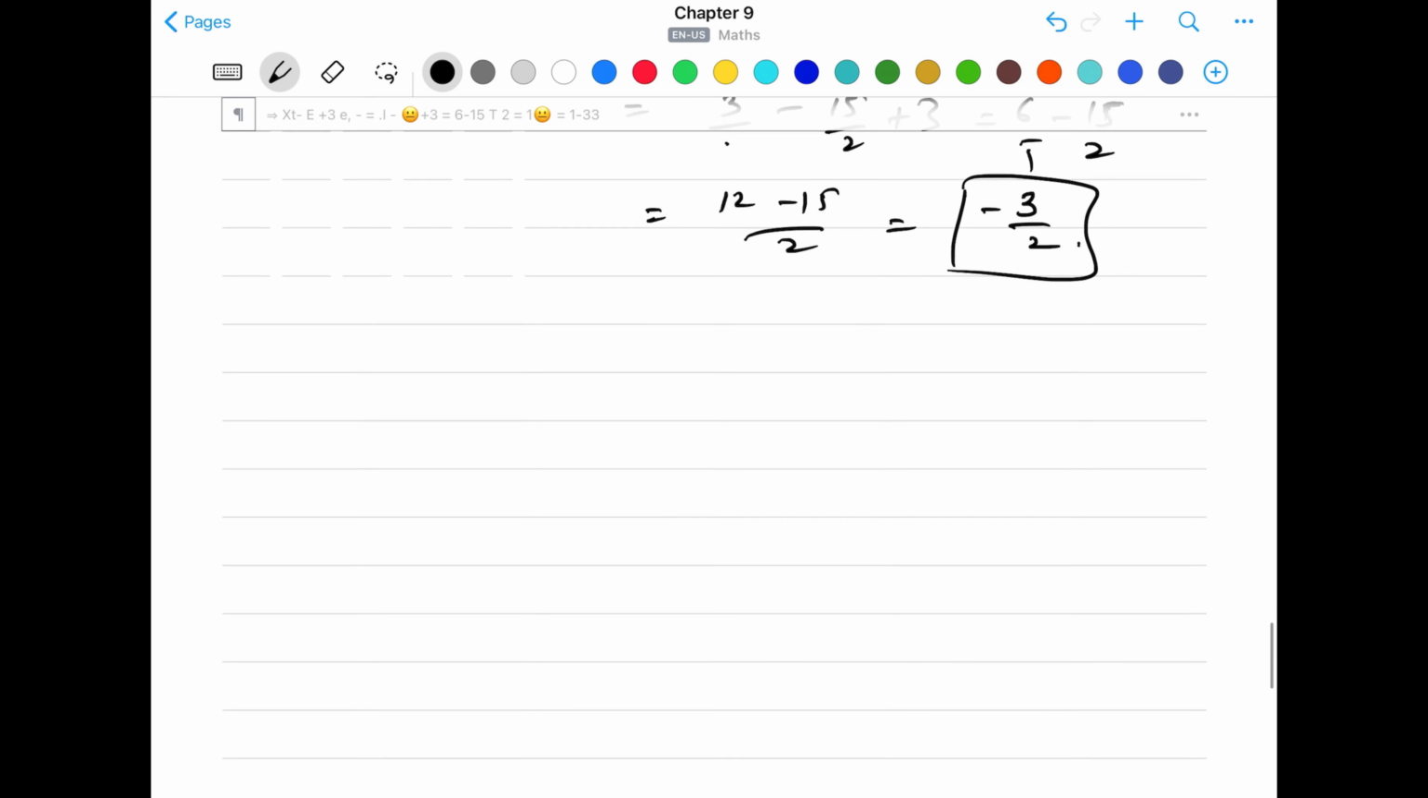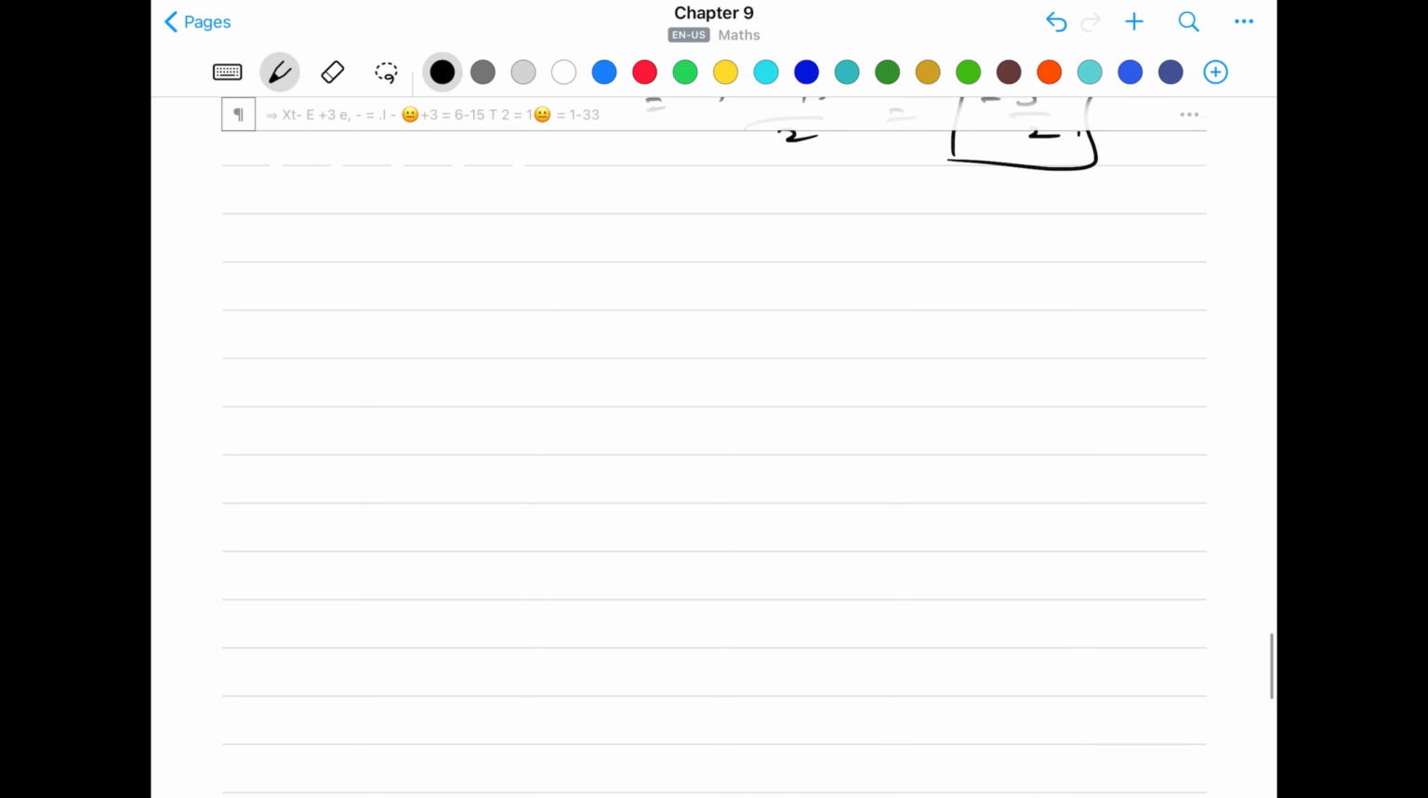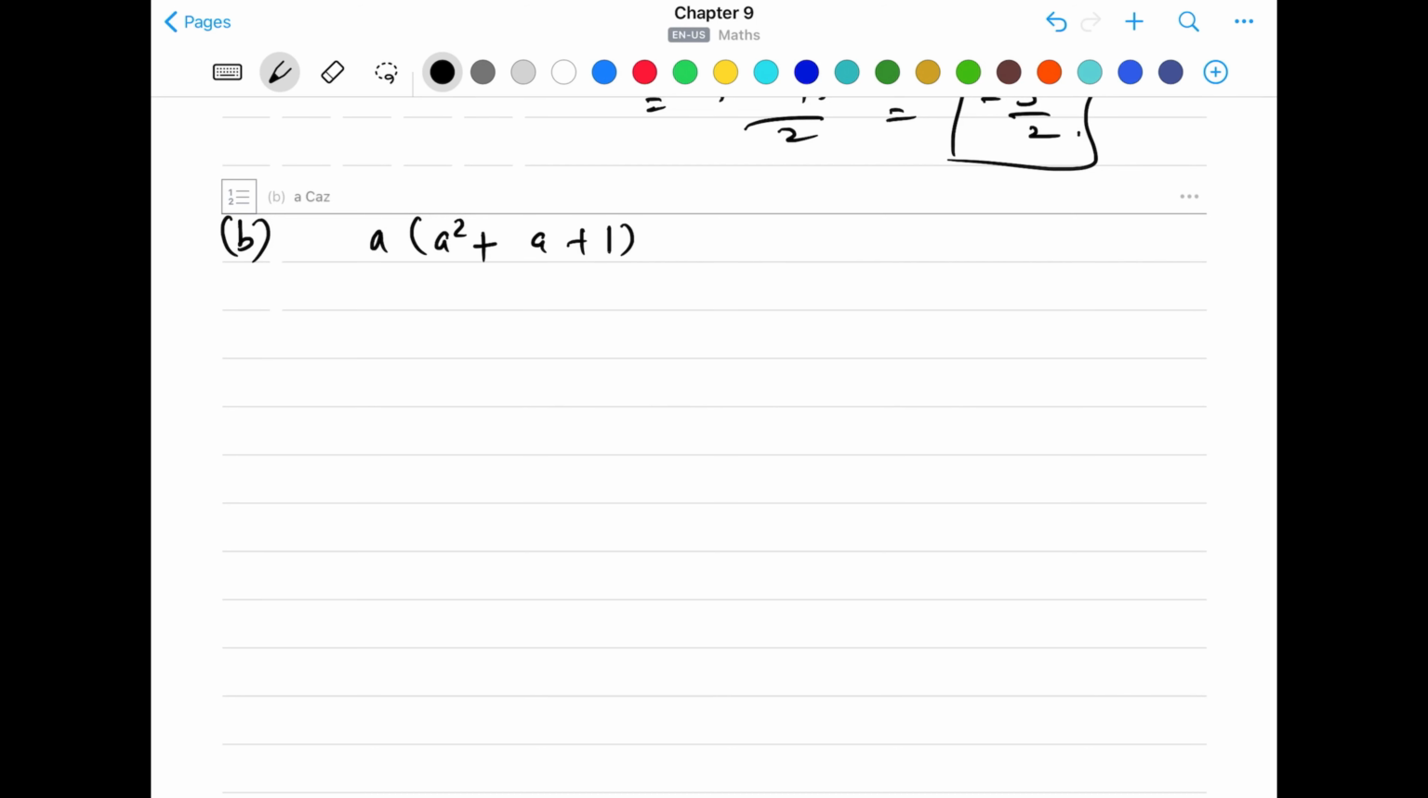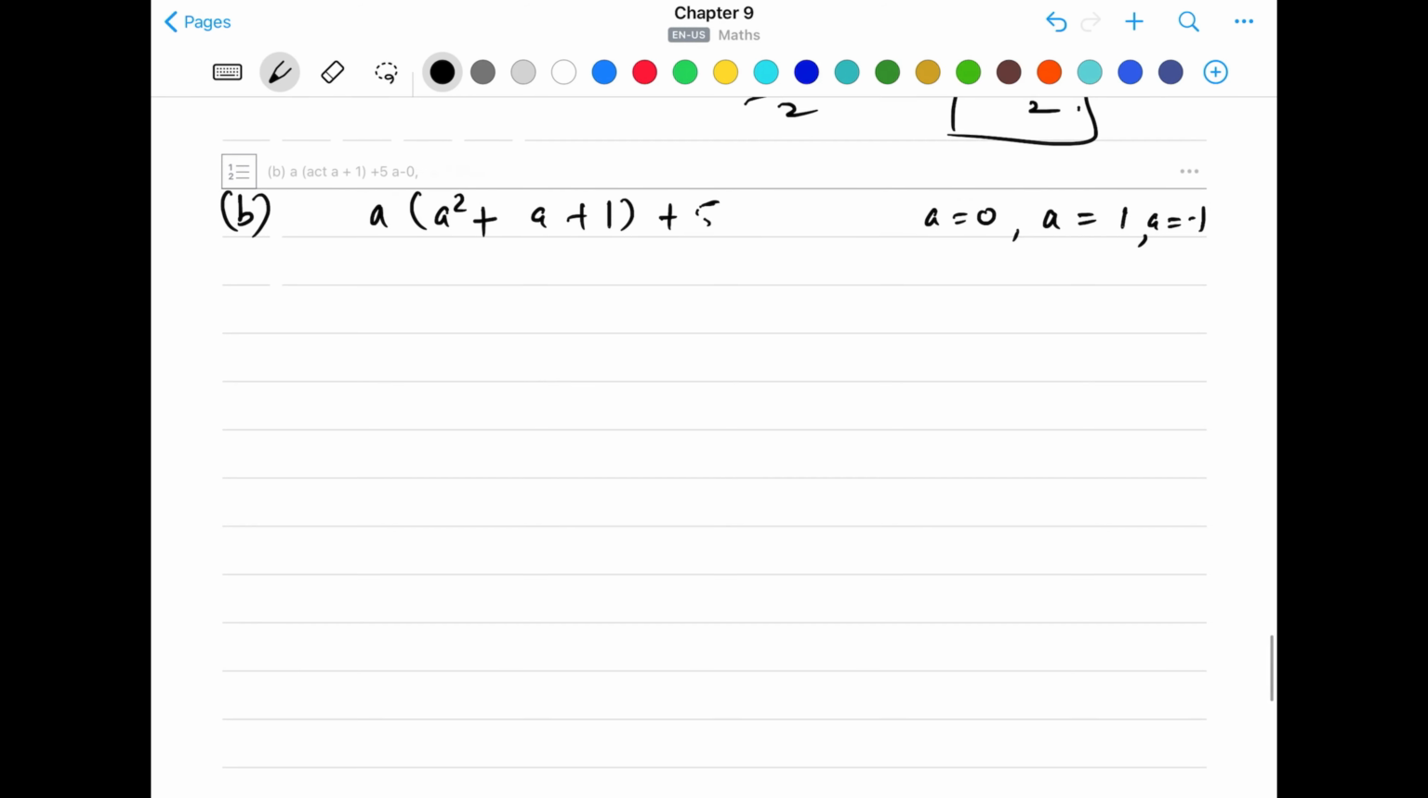Okay, so let's see the next part. We have part B of question number 4. Here the given expression is a into a square plus a plus 1, and then we have plus 5. First we are going to simplify this expression, then we will find its value at a equals 0, a equals 1, and also for a equals minus 1. So let's simplify the expression first.